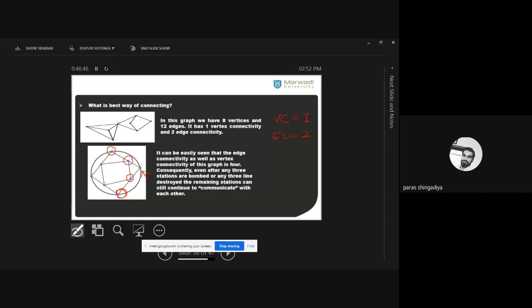So you have to build such a network in such a way that each place should have more vertex connectivity. Each place should have more than 2 vertex connectivity. Each place should have more than 2 vertex connectivity. Then you will get more chance to manage all these situations.